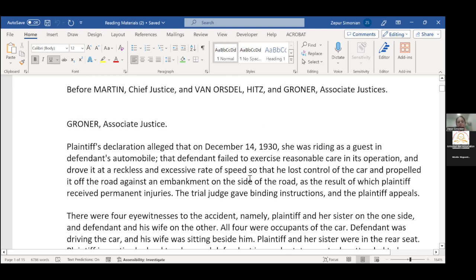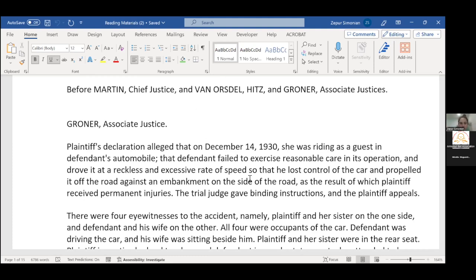So oftentimes cases will start off with a background. They try to go in that IRAC, the I being the issue or the facts involved, then the rule, then the analysis, then the conclusion. But sometimes it's all over the place and you just have to find it in the clump. So in paragraphs, you'll still be able to identify I, R, A, and C, but not necessarily in the same order.